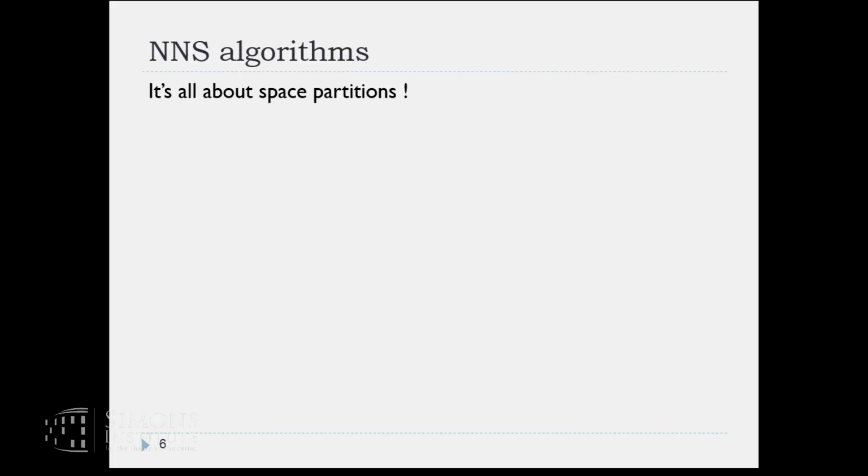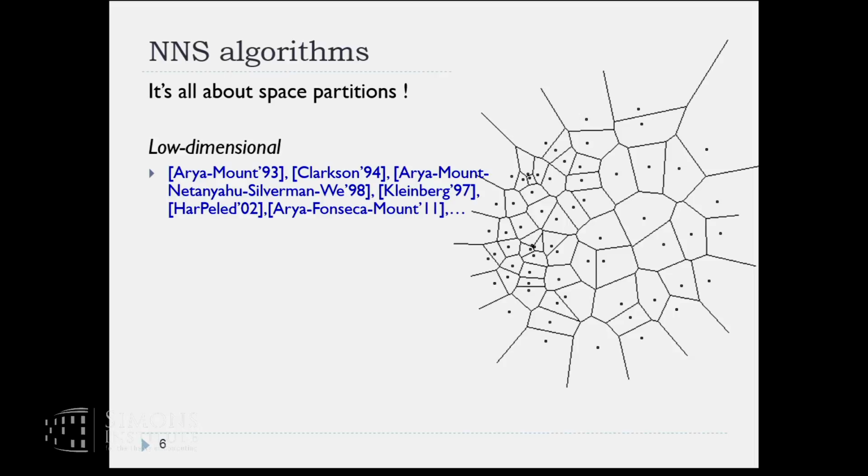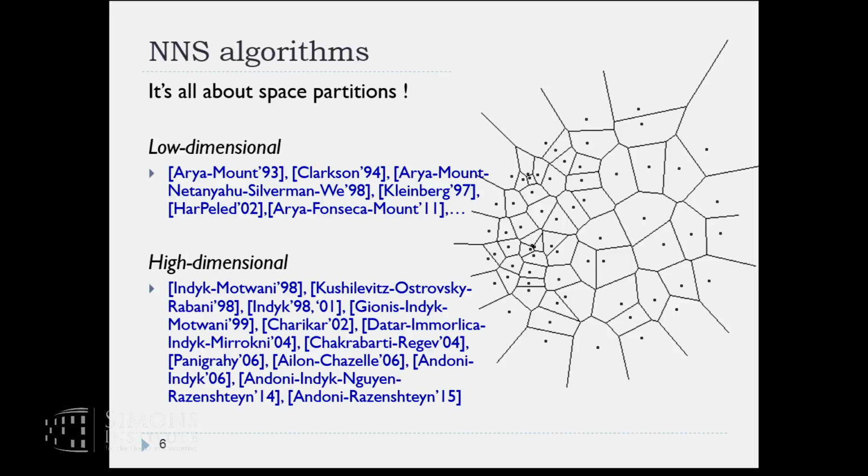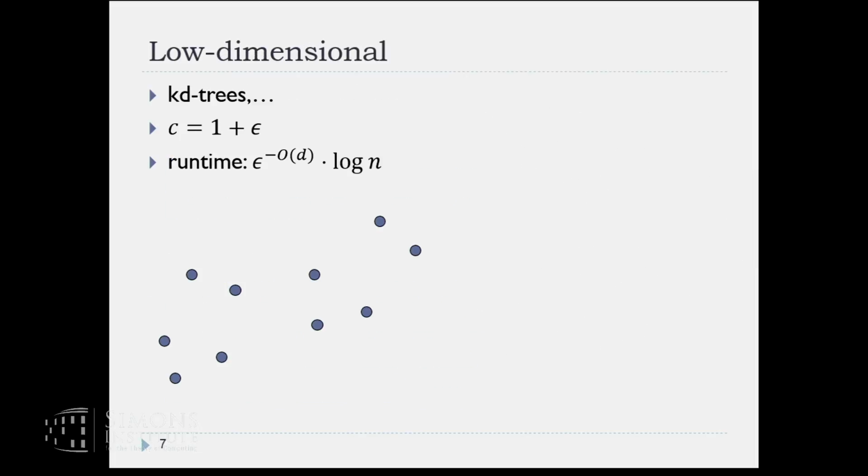Good. Usually in near neighbor search algorithms, and I'm going to talk about the algorithmic aspect of designing fast or good algorithms, most algorithms talk about space partitions one way or another. In low dimension there's a lot of work, and this is just a partial list of results. They're very different in a sense. Space partitions are used in low dimensions and in high dimensions. For example, in low dimensions one of the most frequent things is these KD trees that Sanjoy mentioned. In high dimension, it's usually LSH. So that's roughly the split between these references.